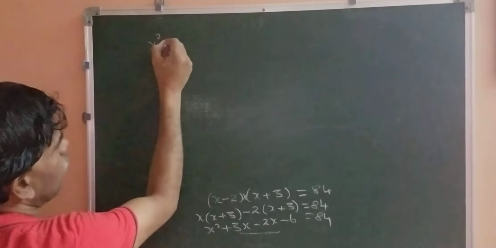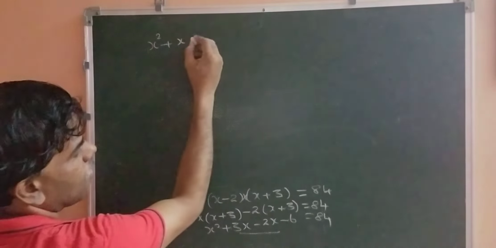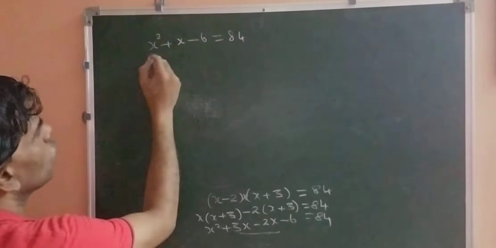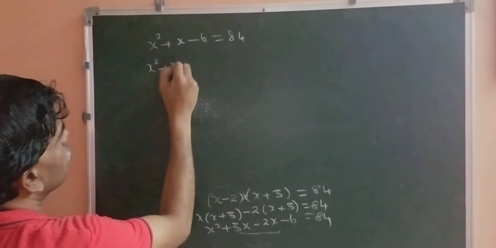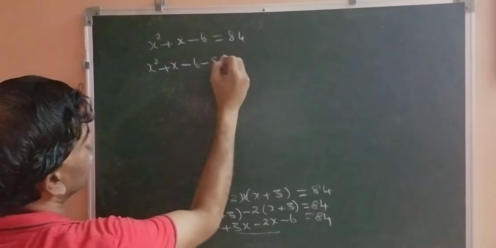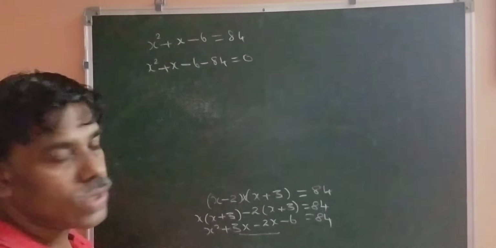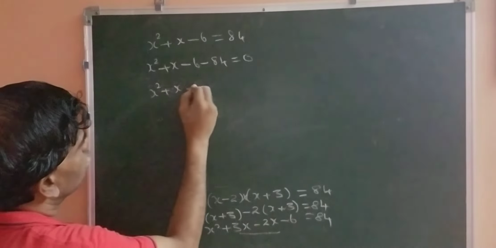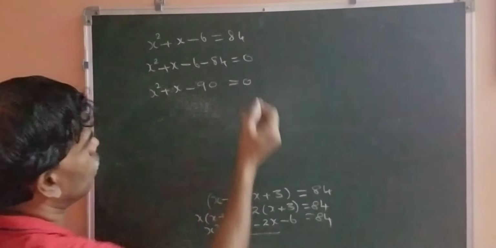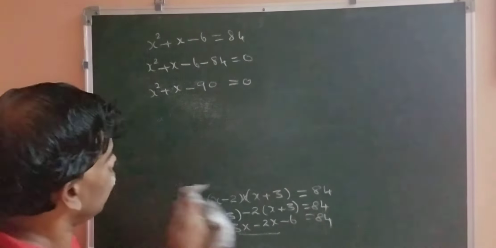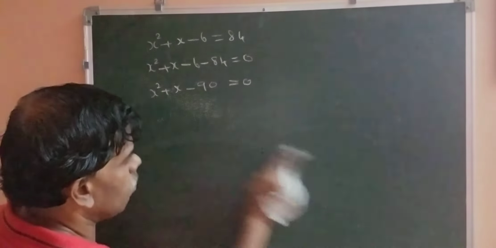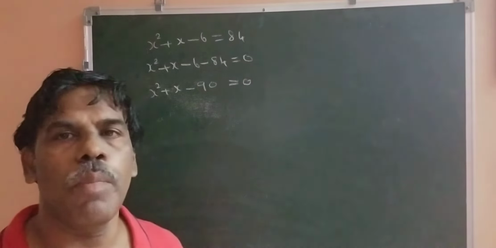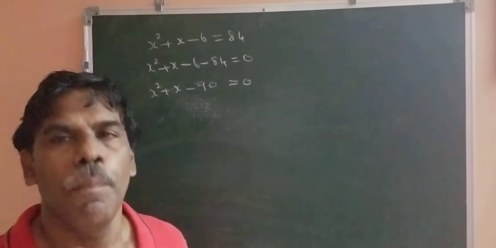So x square plus x minus 6 equal to 84. So x square plus x minus 6 minus 84 equal to 0. So again, x square plus x minus 90 is equal to 0. Now we have got the perfect quadratic equation, right? Now what we have to do? We have to solve this equation by using any one method.